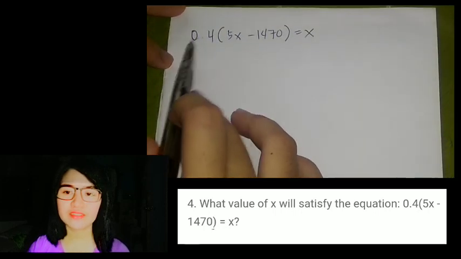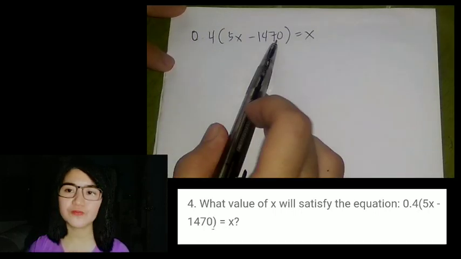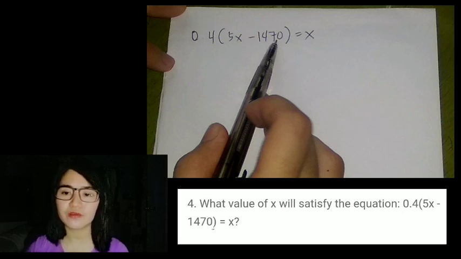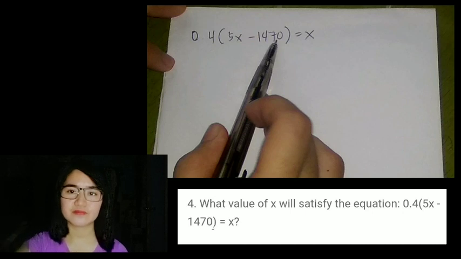What value of x will satisfy the equation 0.4 multiplied by the quantity of 5x minus 1,470 is equal to x? So, una nyo mapapansin dyan, walang choices na nakalagay kasi hindi ko alam kung nagkaroon ba ng typo error dyan. Pero kasi, A to C lang yung choices niya. And then, ang correct answer is letter D. And malakas naman ng kutob ko na ito yung tamang sagot kaya di-discuss natin yung process.